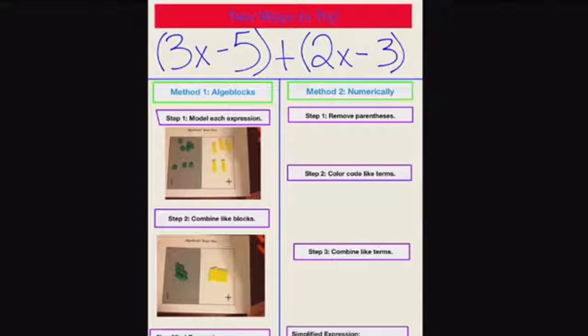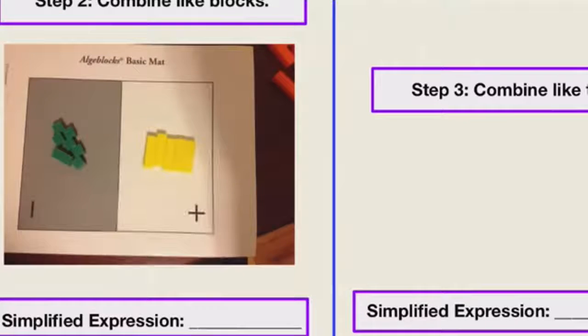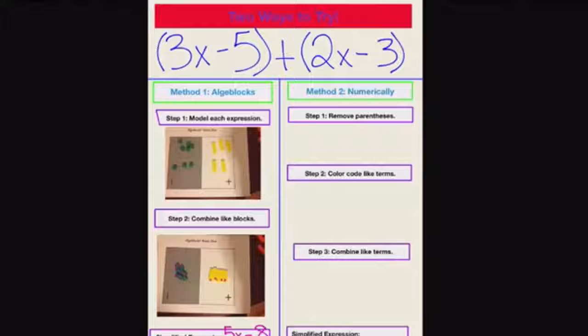Okay, last step with the algebra blocks is to write our simplified expression we've got here. So we've got a total of 1, 2, 3, 4, 5x, positive 5x. And then we've got 1, 2, 3, 4, 5, 6, 7, 8 on the negative side. So 5x minus 8 is our simplified expression. Okay, let's go ahead and try that numerically now.